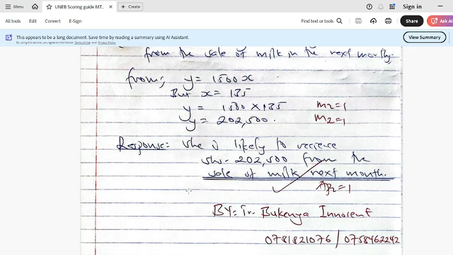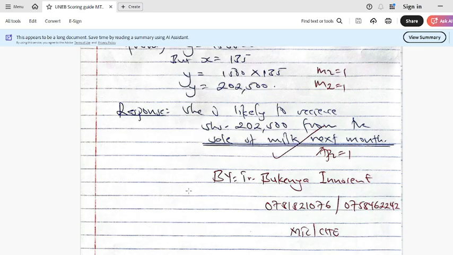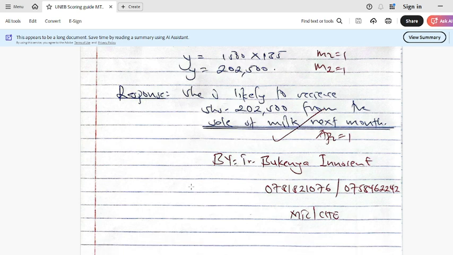Then come and give your response. So she's likely to receive 202,500 shillings from the sale of milk next month. Okay, so that was our item.